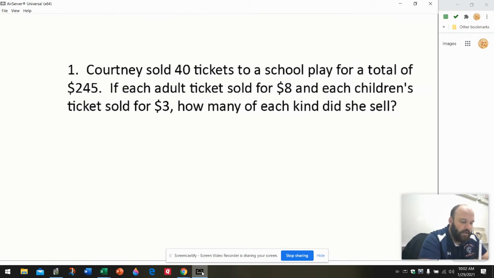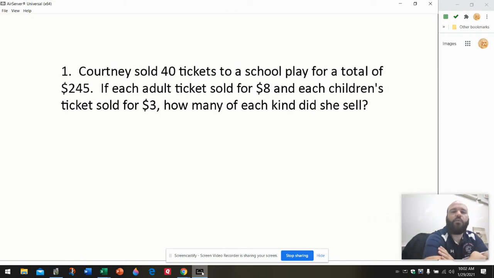What you see here is a word problem. It says Courtney sold 40 tickets to a school play for a total of $245. If each adult ticket sold for $8, and each child's ticket sold for $3, how many of each kind did she sell? So there is enough information in here to write two equations.